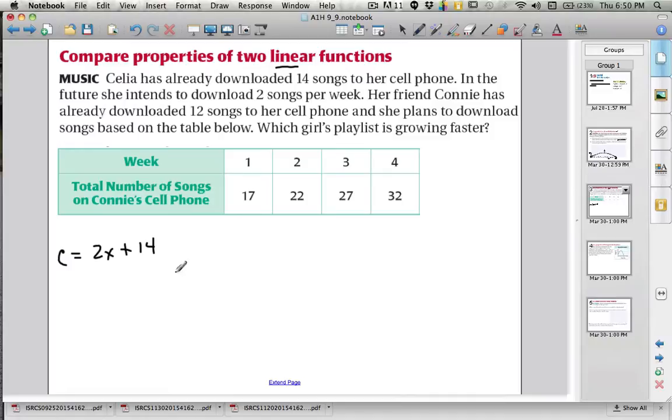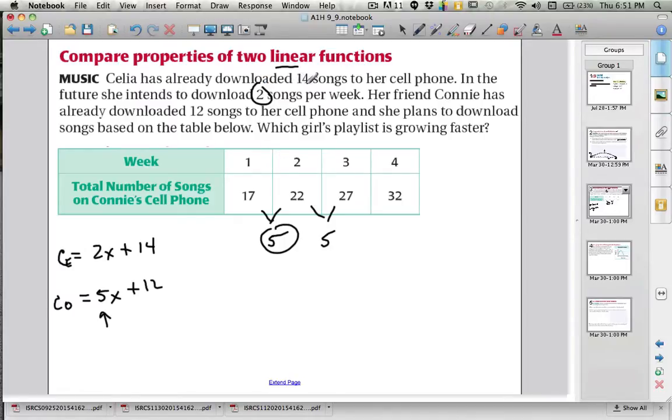Her friend Connie has 12 songs and plans to download songs based on the table below. Whose playlist is growing faster? Well, if you look at 22 minus 17 is 5, 27 minus 22 is 5. She's getting 5 songs a week. I can't use C and C, Celia and Connie. You can see whose playlist is growing faster. Well, Connie's equation has the bigger slope, right? She's getting 5 songs per week. Celia's doing 2 songs per week.